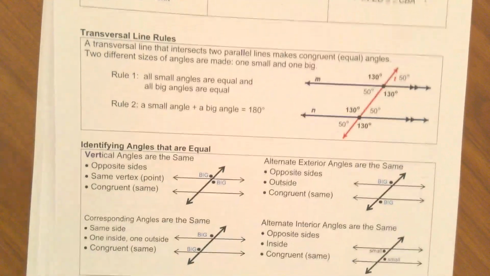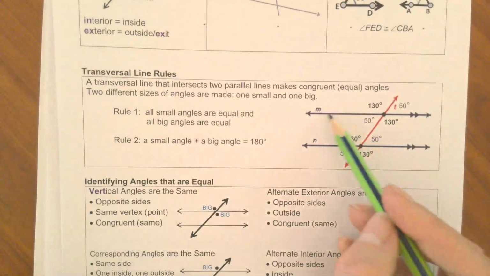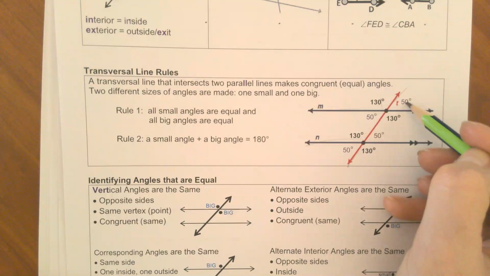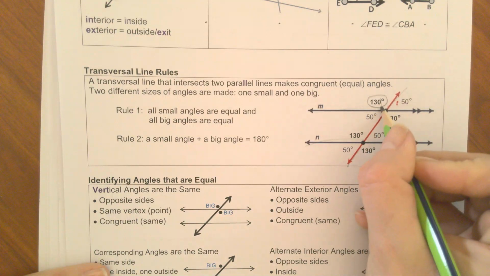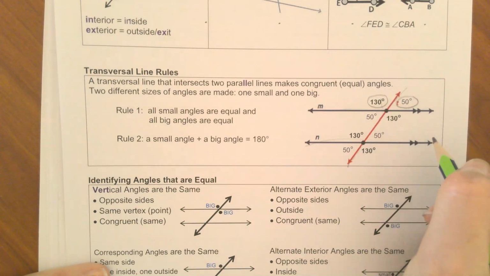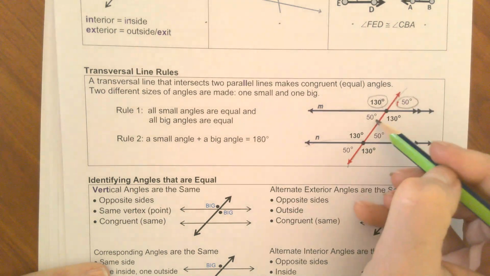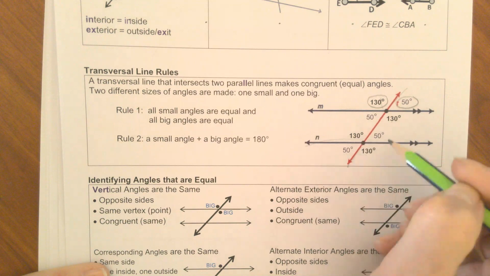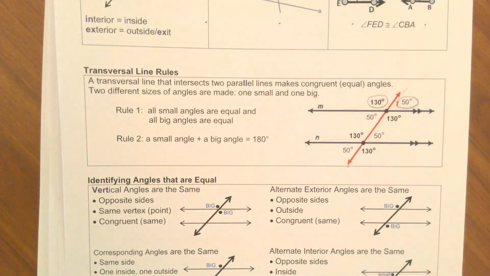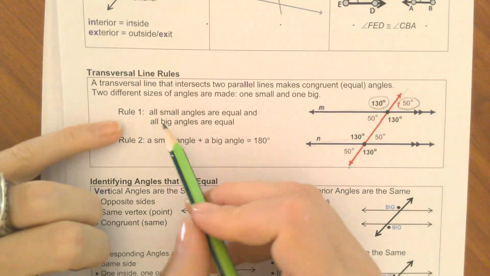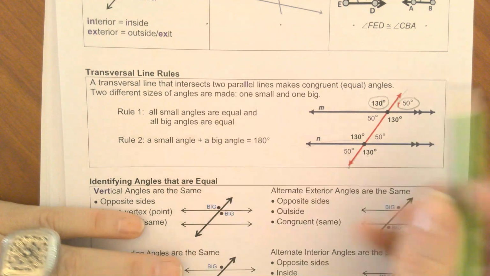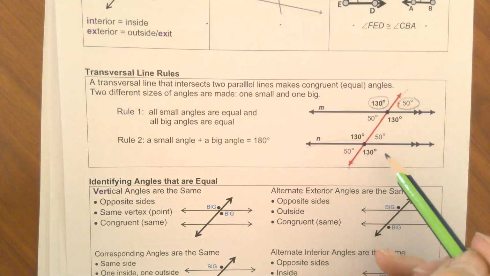Now we have two rules. When I have two parallel lines and I cut it with another line, it only makes two angles. A big angle and a small angle. So here's my big angle, 130. Here's my small angle, 50. And you can see across from 50 is 50, 130, 50, 50, 130. It only makes two angles, small or big. And the rules are, all the small angles are equal and all the big angles are equal. So you only have two angles, small and big.